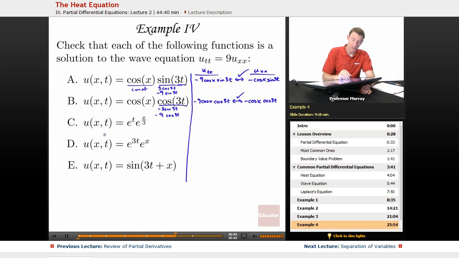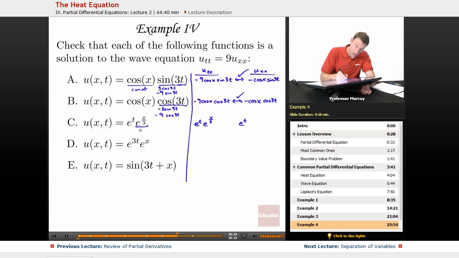u of xt is equal to e to the t times e to the x over 3. u sub tt means we think of x as a constant, and we take the second derivative of e to the t, which is just e to the t. And then the e to the x over 3 comes down as a constant, e to the x over 3. u sub xx means the e to the t comes down as a constant, and we take the second derivative of e to the x over 3.